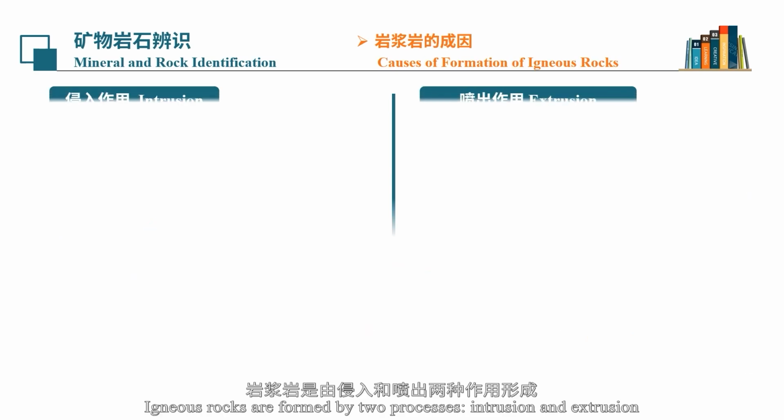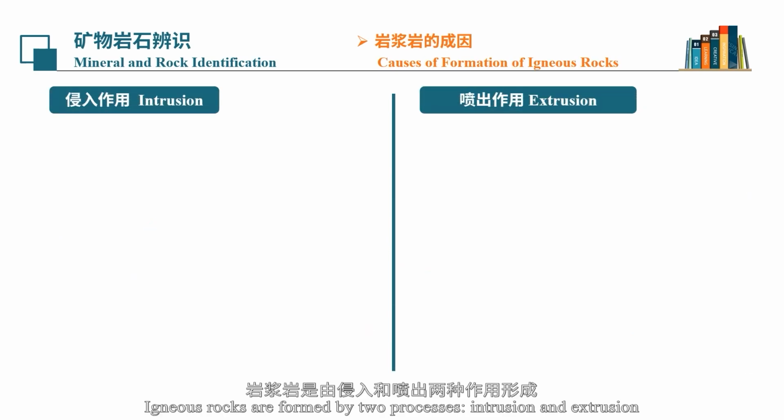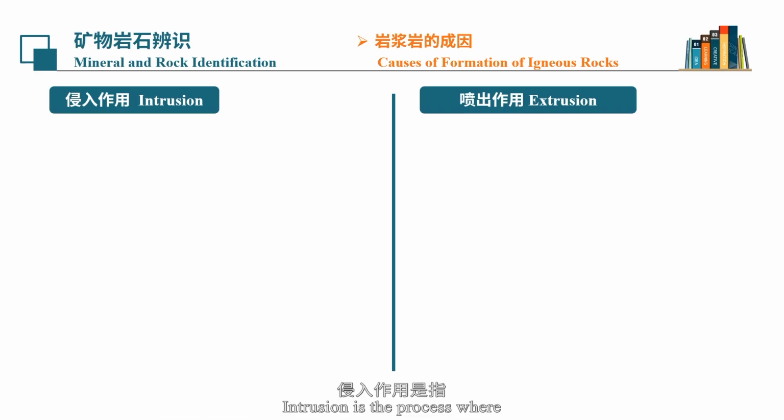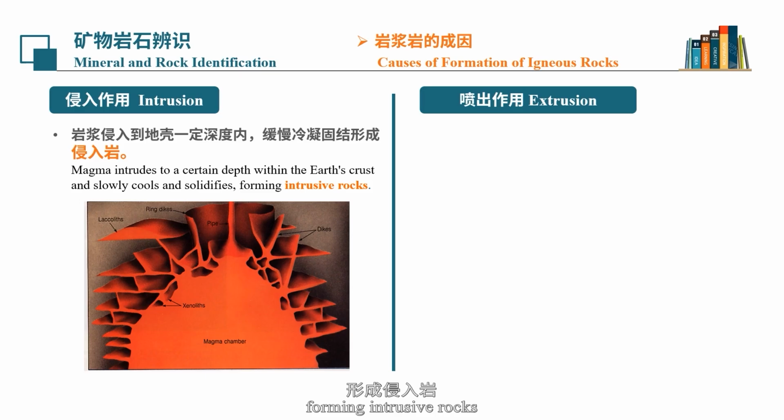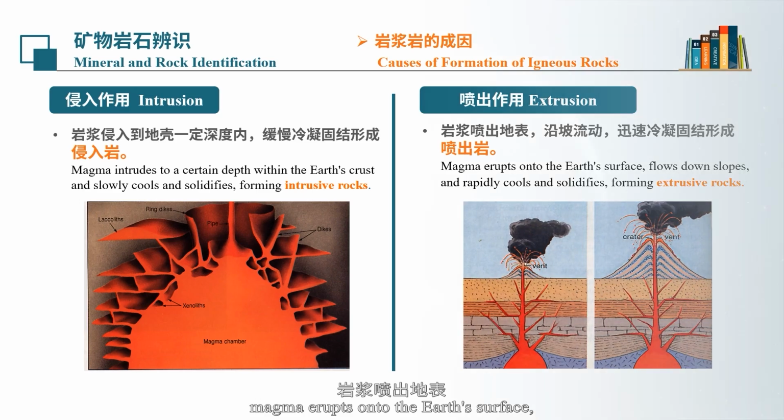Igneous rocks are formed by two processes: intrusion and extrusion. Intrusion is the process where magma intrudes to a certain depth within the Earth's crust and slowly cools and solidifies, forming intrusive rocks. Extrusion is the process where magma erupts onto the Earth's surface, flows down slopes, and rapidly cools and solidifies, forming extrusive rocks.